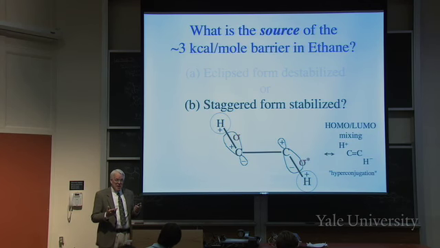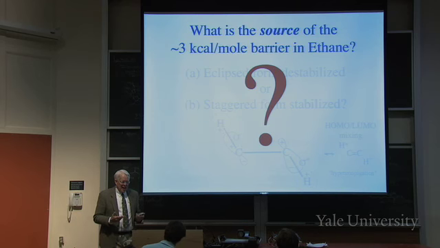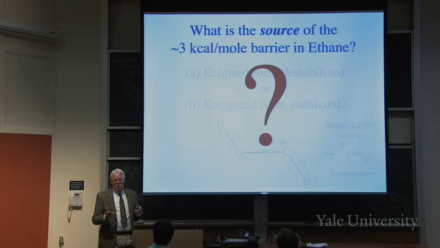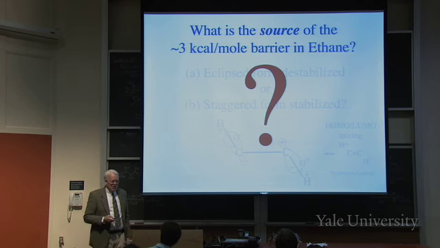Which one is it? That the eclipsed is destabilized, or that the staggered is unusually stable, or maybe both. In fact, this is a little bit of a scholastic argument, analogous to how many angels can dance on the head of a pin, and you get people that debate about this. The point is that fundamentally quantum mechanics controls this, but it doesn't say which one of these things is which. It doesn't divide it that way. So some people say one, some people say the other, and we'll just say maybe a little of both.